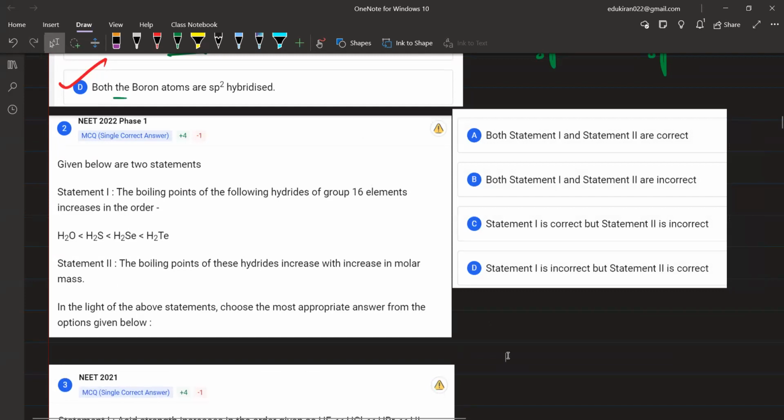Shall we try this one? The boiling point of the following hydrides of group 16 elements increases in the order H2O, H2S, H2Se, and then you have tellurium. The boiling point of these hydrides increases with the increase in their molar mass. In the light of the above statement, choose the most appropriate answer from the given options.